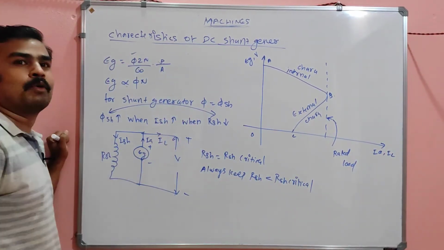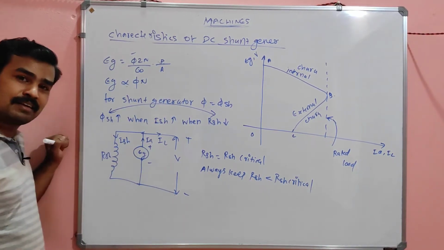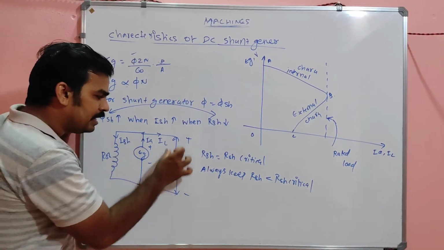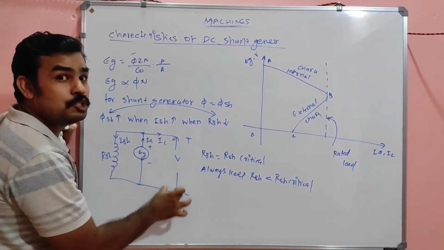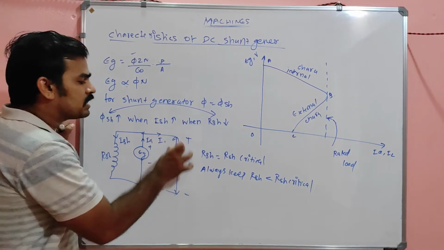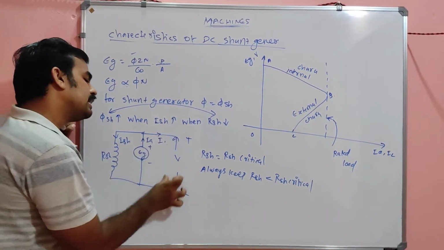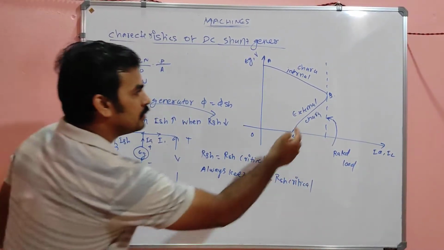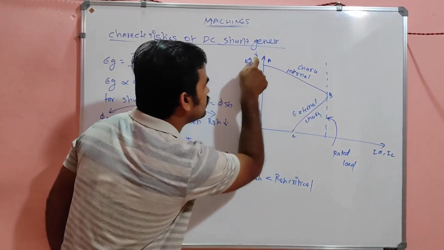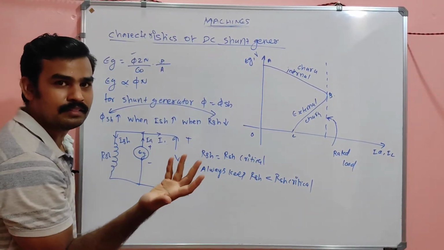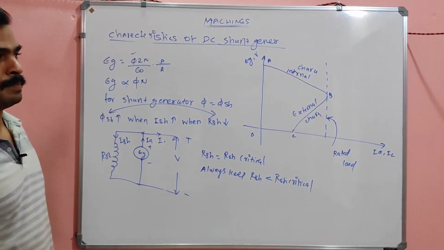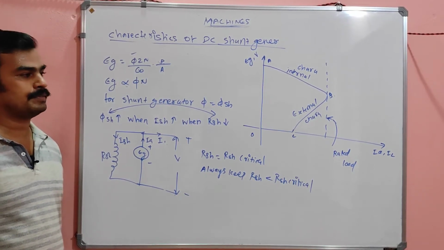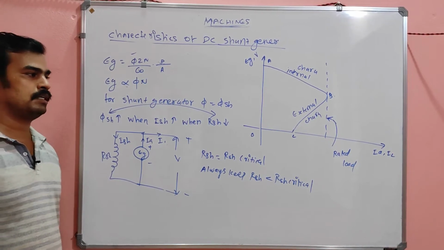If you again increase the load current, it will be like a short circuited condition. Current will be maximum when it is short circuited. Short circuited means the voltage will be zero. Short circuit is nothing but the voltage will be zero. Am I correct?